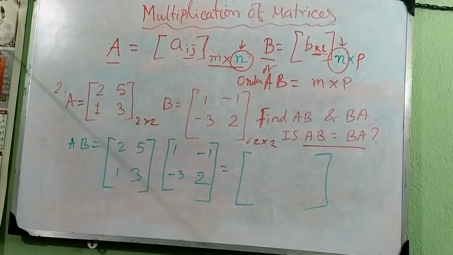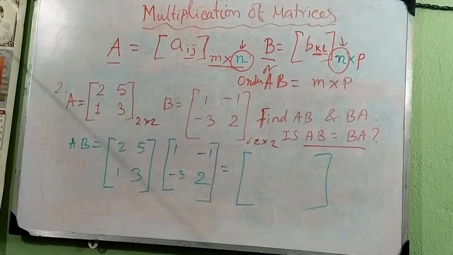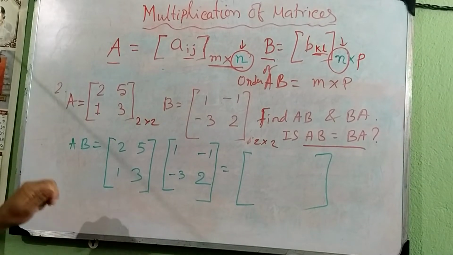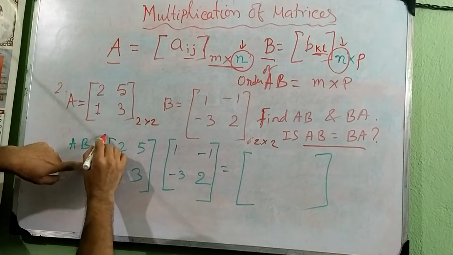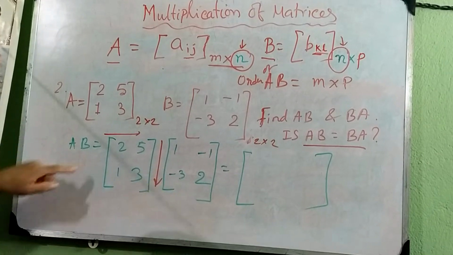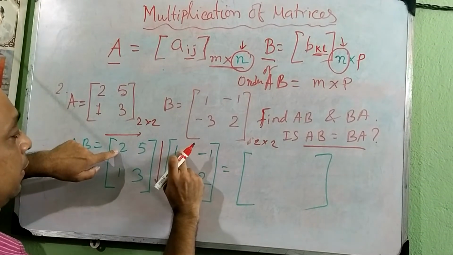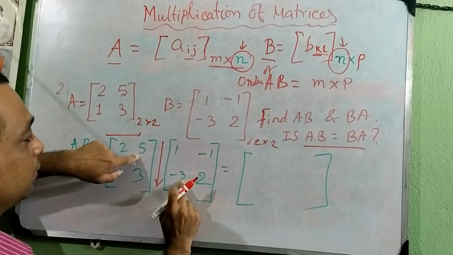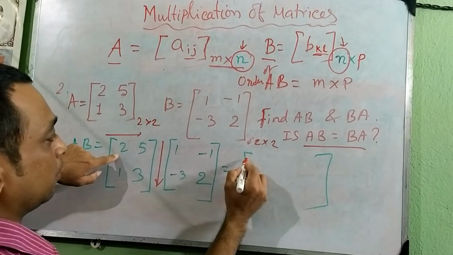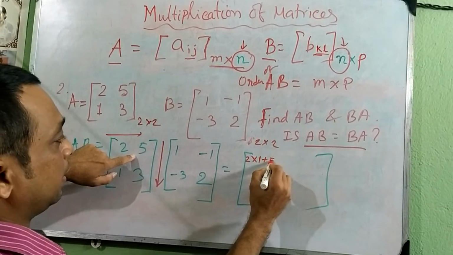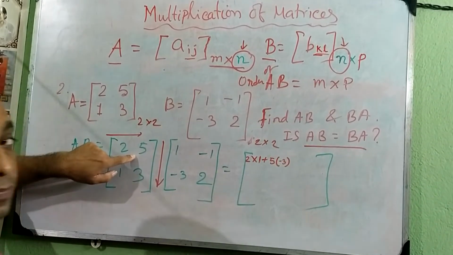So, as I told you, you can use both your fingers to do this product. As I said, the operation is row versus column. So 2 into 1 plus 5 into minus 3. What will be the position? First position. 2 into 1 plus 5 into minus 3.